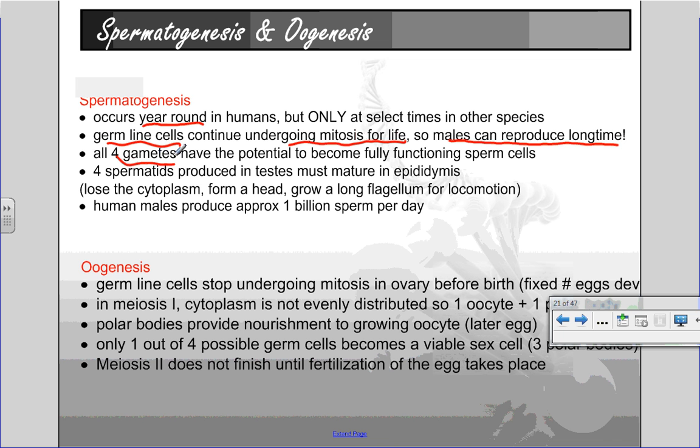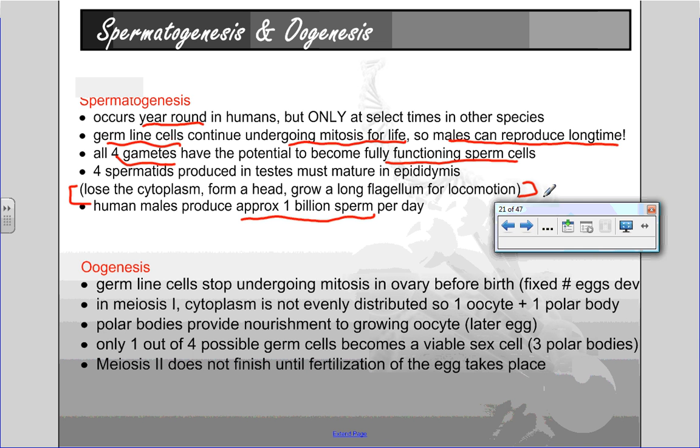All 4 of the gametes produced have the potential to mature into fully functioning sperm cells. The 4 spermatids produced in the testes must mature in the epididymis, like we already said. And when we talk about maturing, these are the things that we mean. They lose their cytoplasm, they form a head, they grow a long flagellum, which is a tail-like structure, so that they can swim to where they have to, so for locomotion. Human males produce approximately 1 billion sperm a day, and they do that every day from puberty until they die, basically.